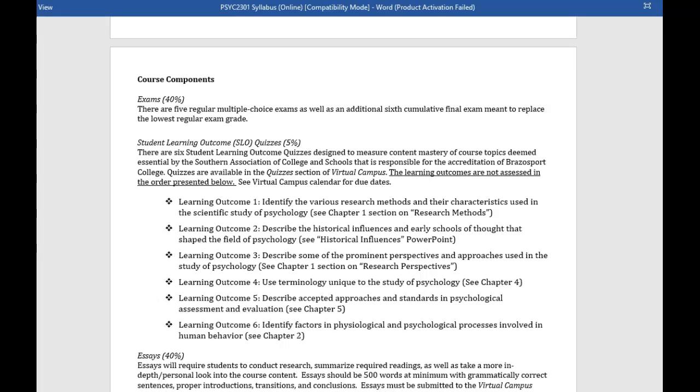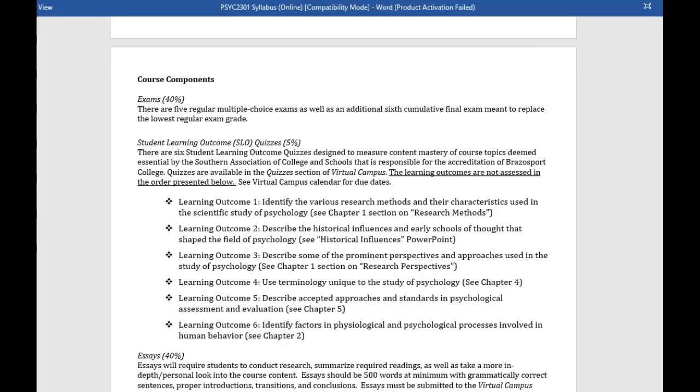The learning outcomes for the course are as follows. These outcomes are prescribed by the Southern Association of Colleges and Schools, an organization that's responsible for the accreditation of our college and several other educational institutions, and so therefore they want to ensure that we are addressing essentially the basics of psychology in this class. It's important to understand that these learning outcomes are not quizzed in this order, and so therefore learning outcome 1 is not necessarily going to be the first quiz that you take.